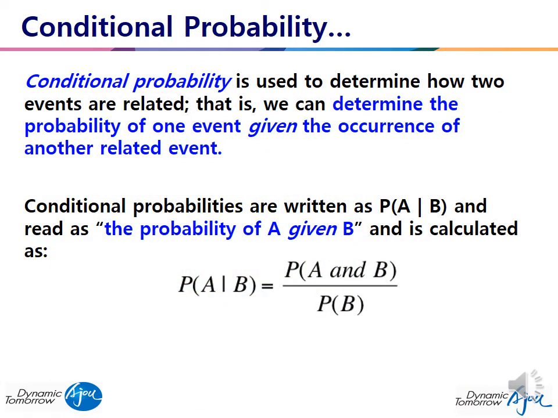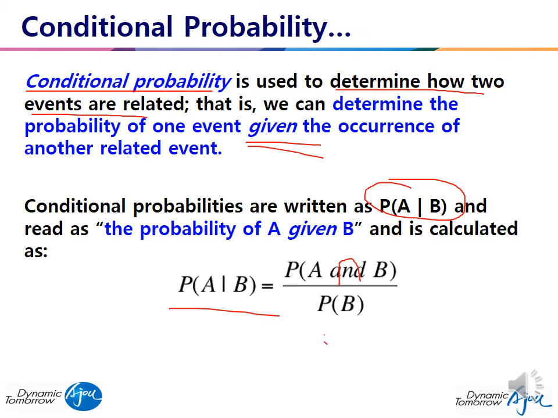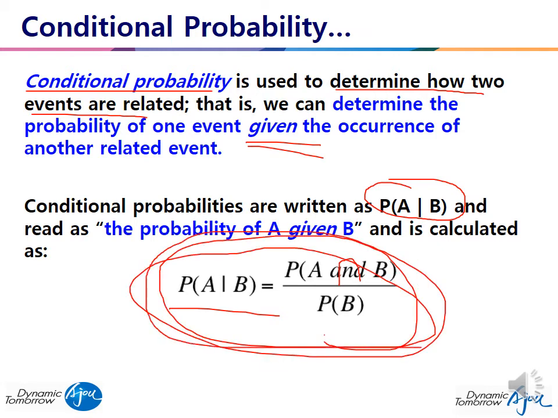Now you are ready to learn conditional probability. Now I'm going to define conditional probability. Conditional probability is used to determine how two events are related. That is, we can determine the probability of one event given the occurrence of another related event. Conditional probability is written as probability A given B, and is calculated by probability A given B is equal to probability A intersection B divided by probability B.